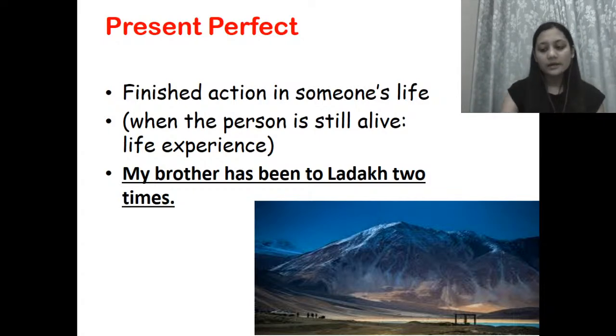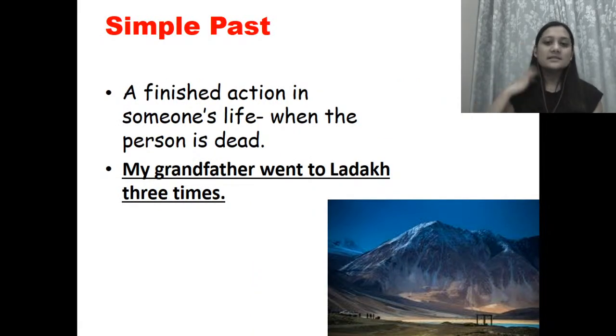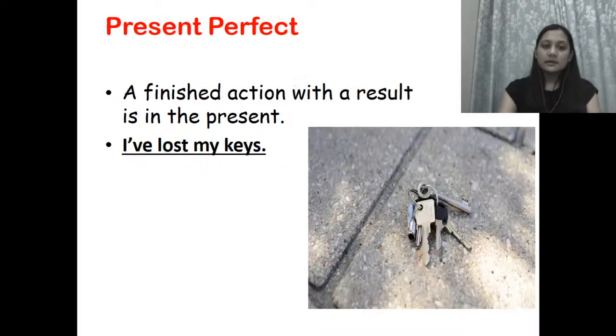He might go again. But with simple past, a finished action in someone's life when the person is dead. So it talks about a finished action. The action is over because the same person cannot do it again, because that person is no more, right? That person is not alive. My grandfather went to Ladakh 3 times. So we are supposed to use went here, right?